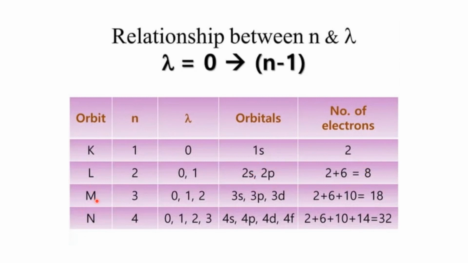Next is M: the value of n will be 3, the value of lambda will be 0, 1, 2, the orbitals will be 3s, 3p, 3d. 3d can hold a maximum of 10 electrons, so adding all of them up we will have 18 electrons. And for the next, n would be 4, lambda would be 0, 1, 2, 3, the orbitals would be 4s, 4p, 4d, 4f, and in f, 14 electrons are accommodated, so the total would be 32.